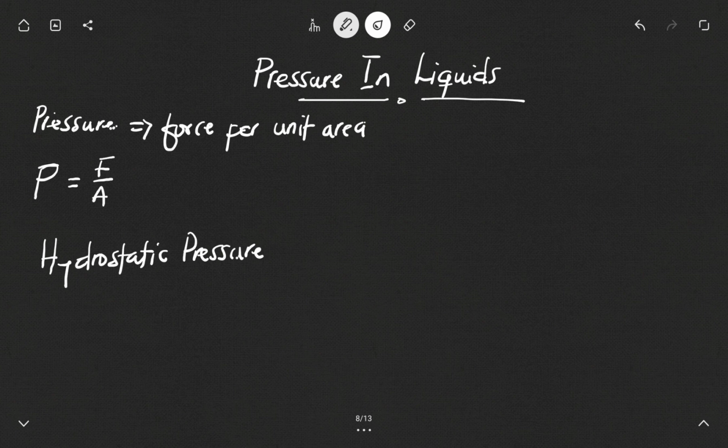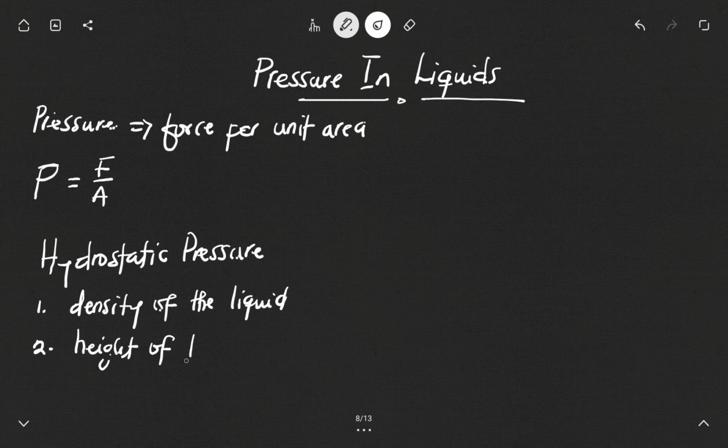Now this hydrostatic pressure depends on three things, so let's look at them. The first thing that pressure in liquids depends on is the density of the liquid. The second thing it depends on is the height of the liquid. And lastly, it is the acceleration due to gravity.